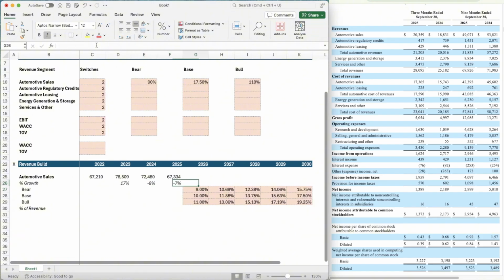So for the growth rate, we want to be able to simulate between these 3 different scenarios. So we use the offset function.